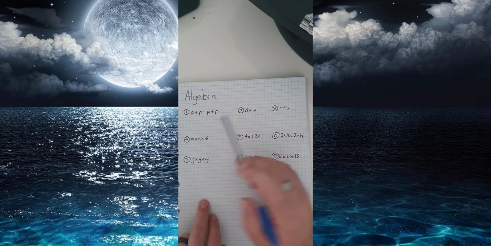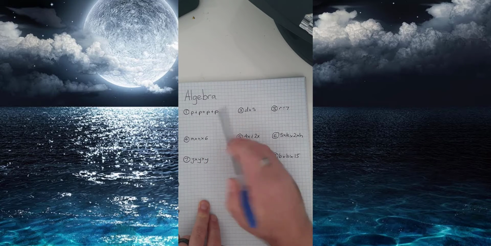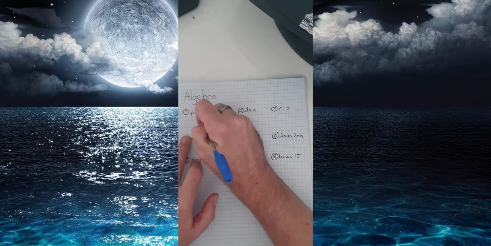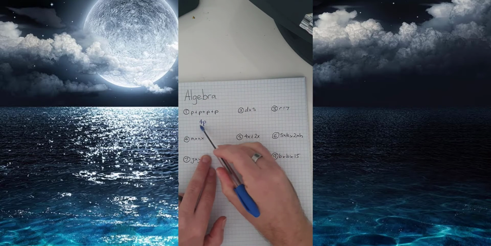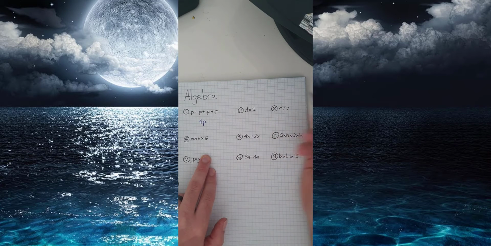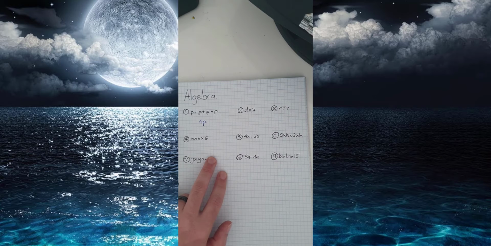So let's have a look at the first one. Now we've got 1, 2, 3, 4. So I'm going to write 4p. Okay, so 4 times p. Okay, nice and simple. With this one, corresponds to our second rule.